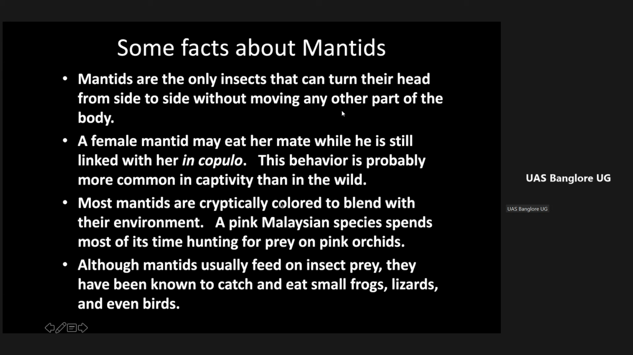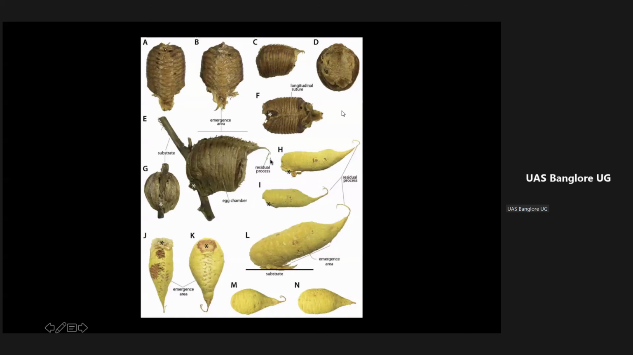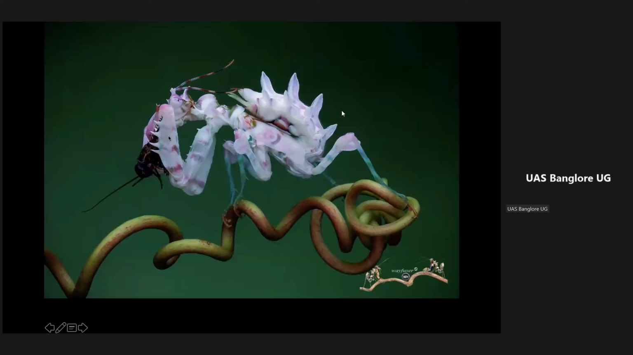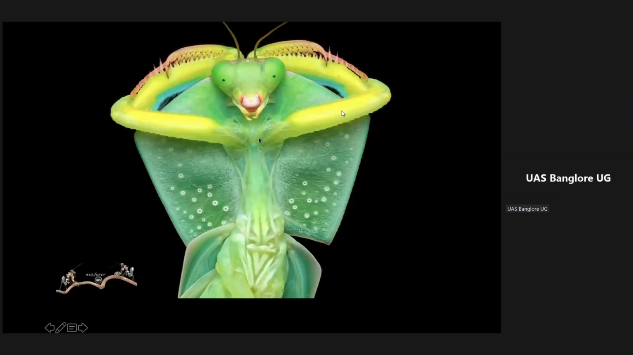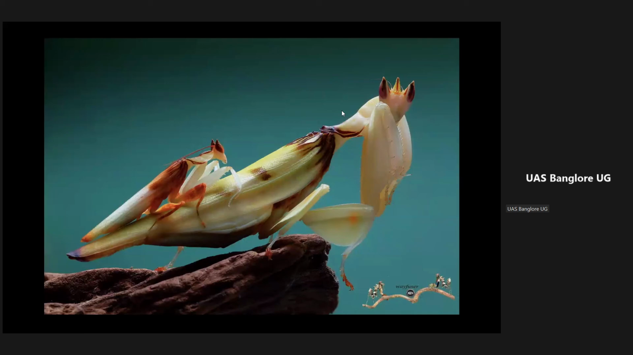Most mantids are cryptically colored and they blend with the habitat in which they live. Many of them eat large insects. So you can see a female eating the male after it has mated. And the eggs of the praying mantids are called ootheca, similar to the eggs of cockroaches. This is an orchid mantis, or a flower mantis, which looks like a flower. You don't believe it, right? These are all real images. They look very, very interesting.